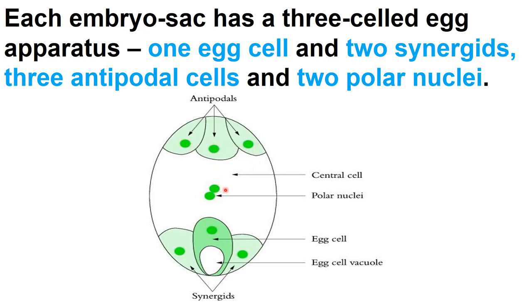Now in the center these 2 polar nuclei are present, and on the other side here 1 egg cell, and on both sides of the egg cell these 2 synergids, this one and this one, which are on the 2 sides of the egg. So these 2 are synergids. So you can say 2 synergids, 1 egg cell, 2 polar nuclei, and 3 antipodals. All these are present inside the embryo sac.